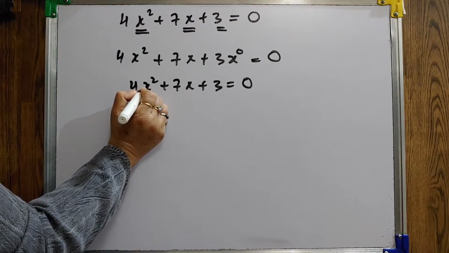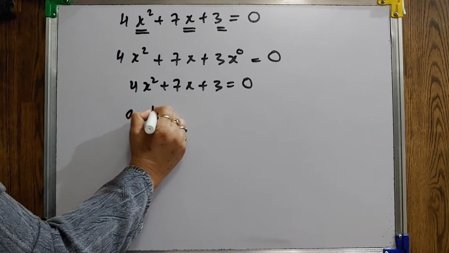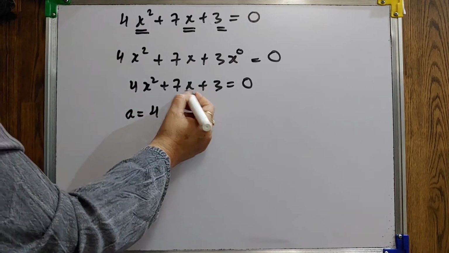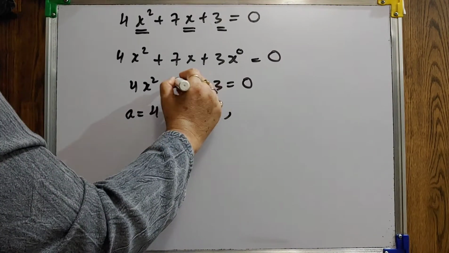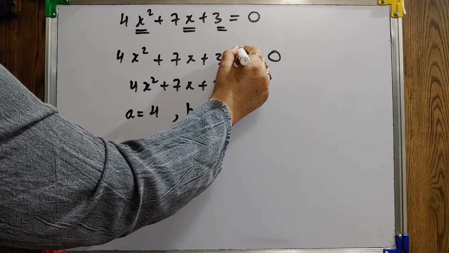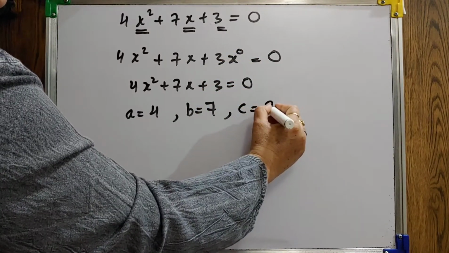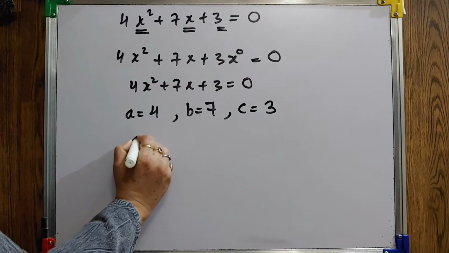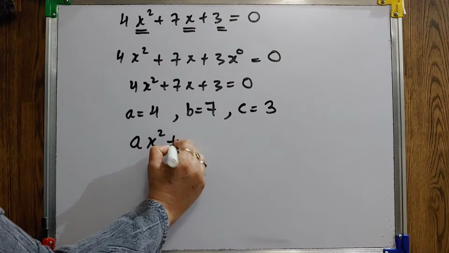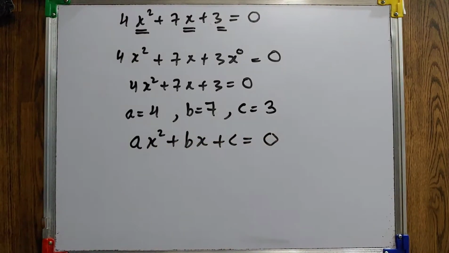The coefficient of x square is considered as a. Coefficient of x is considered as b. And coefficient of x raised to 0, that is the last term, that is considered as c. Now, so standard form is ax square plus bx plus c equals to 0.